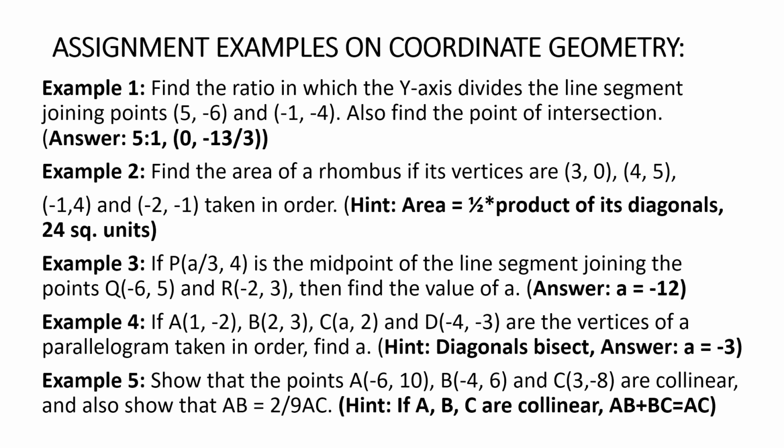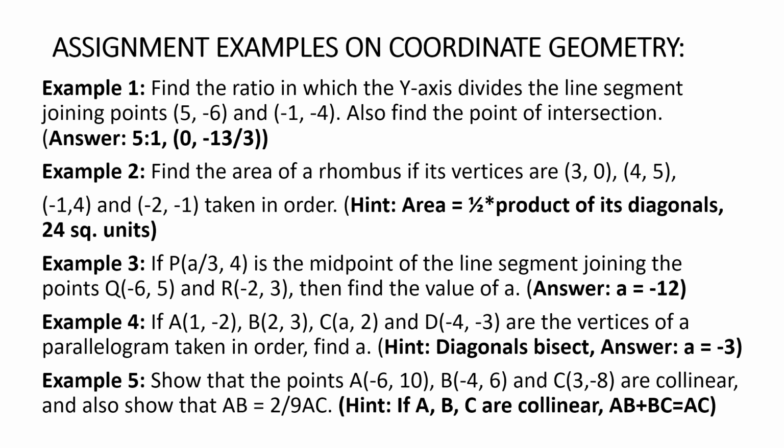Example 2. Find the area of a rhombus if its vertices are (3, 0), (4, 5), (-1, 4) and (-2, -1) taken in that order. Now here again we use a property that the area will be given by half into the product of its diagonals. So now you can put the values. The answer is area is 24 square units.